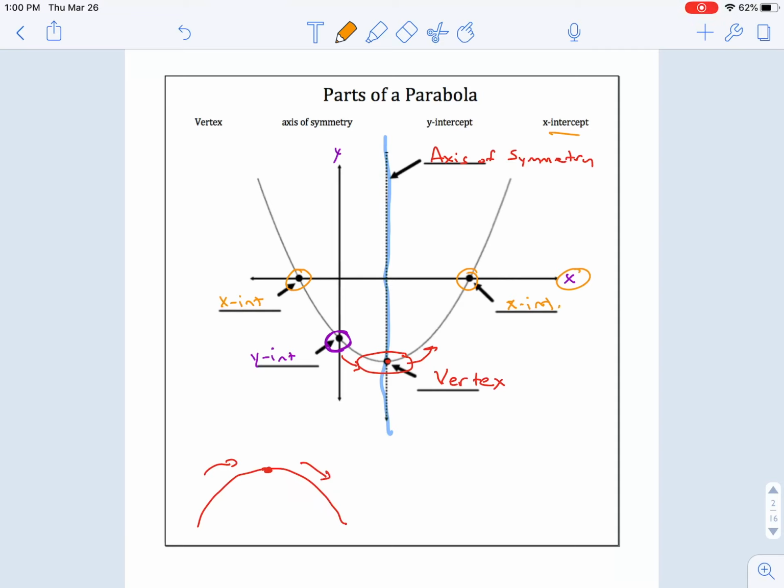Okay, and if you're given a drawing, you can find these points. You can find the vertex by looking for the point that's either all the way at the bottom or all the way at the top. You can find your y-intercept by looking along the y-axis, finding the point where it hits. Find your x-intercepts by looking along the x-axis. It can be 0, 1, or 2 points that it will hit. And then the axis of symmetry, we always know, is going to run right down the middle of our chart.